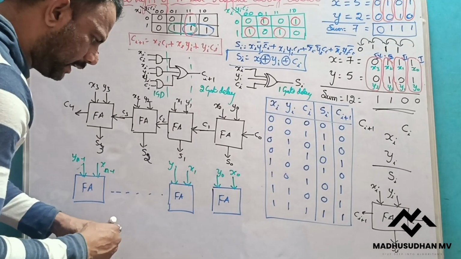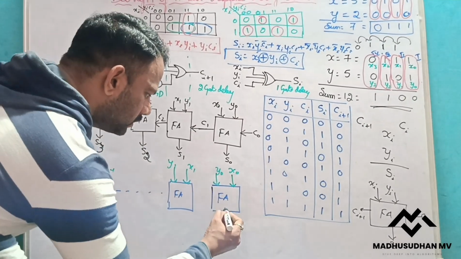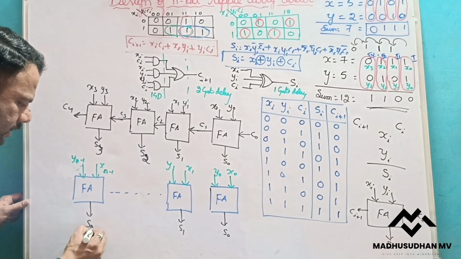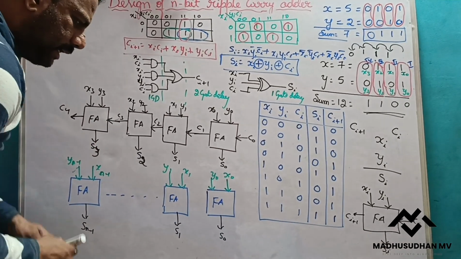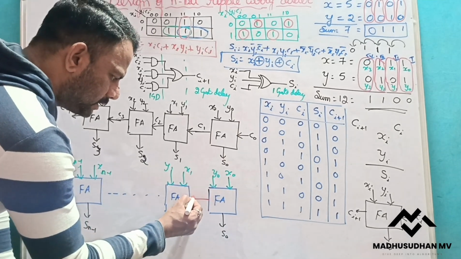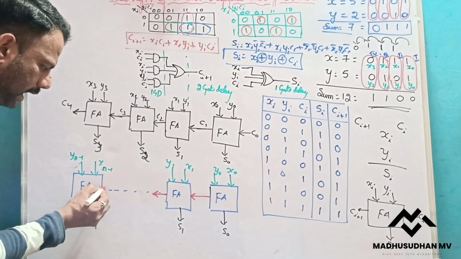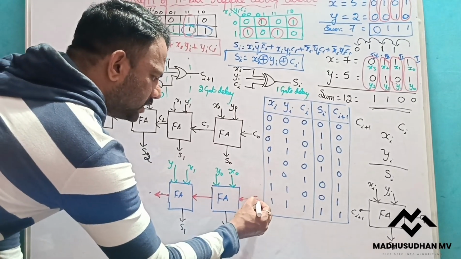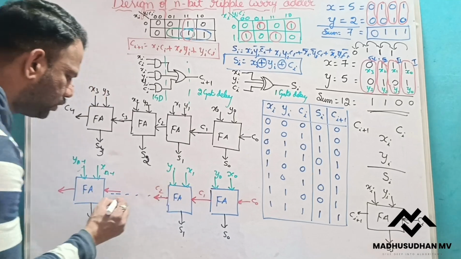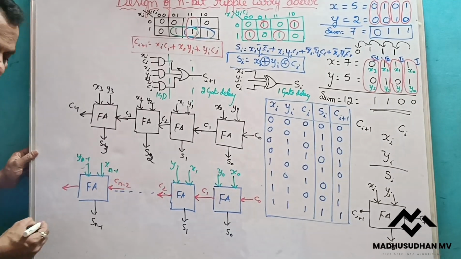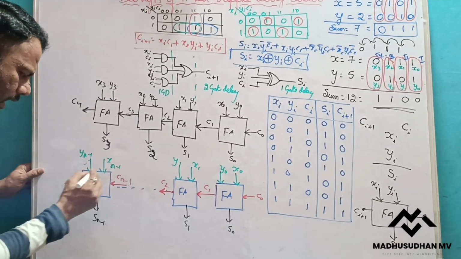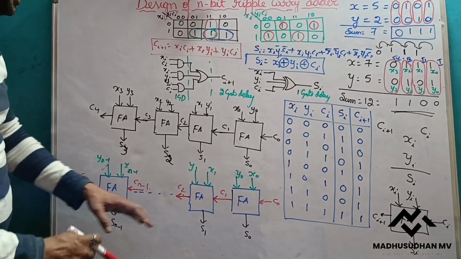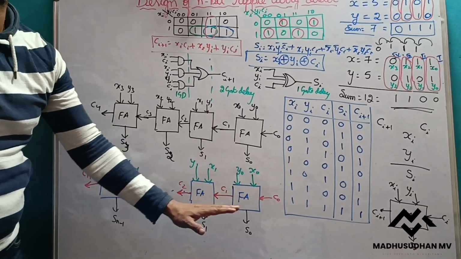And I am going to get what? This is my sum bit S0, S1, and the last is S n minus 1. Similarly, it is producing one carry to the next stage. This is generating carry to the next stage and this is taking carry from the previous stage and generating carry to the next stage. So initially this is C0, this is C1, this is C2, this is C n minus 2. The last one is C n minus 1 and last is Cn. And this is my n bit ripple carry adder.